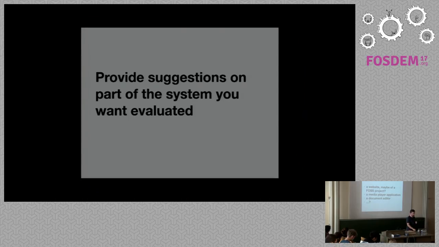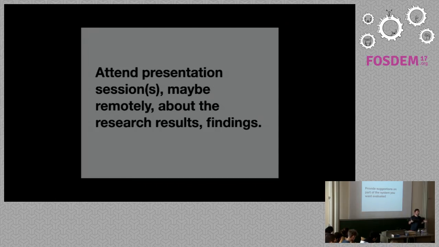So what are you committing to? First of all, you're committing to providing suggestions on what part of the system you want evaluated. For example, yeah, we've got lots of users that come and they want to use our software for this, but actually our software does this. Or we get lots of new users and then they disappear. Where do they go? Why do they disappear?